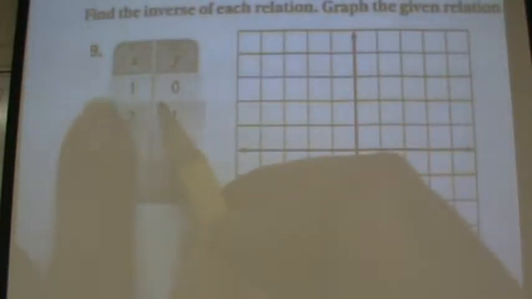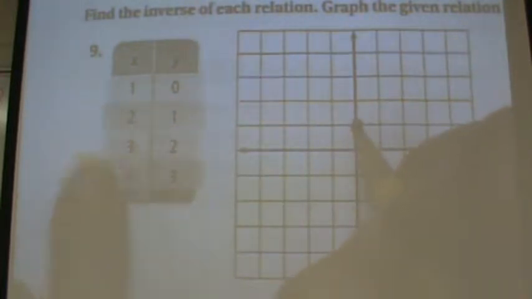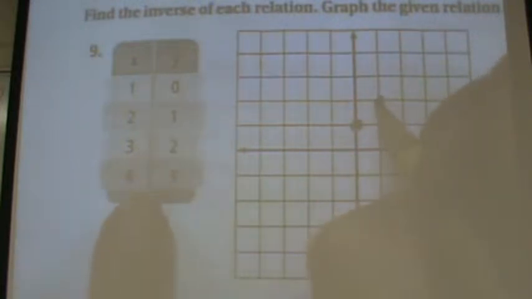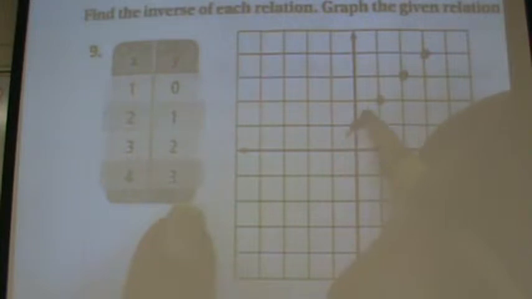Homework for Algebra 2. Find the inverse of each relation. So, can you graph the inverse? So what is the inverse of (1, 0)? (0, 1). And what would the next one be? (1, 2). And then (2, 3). And then (3, 4). If you want to connect the dots, you may do so. That's the inverse.